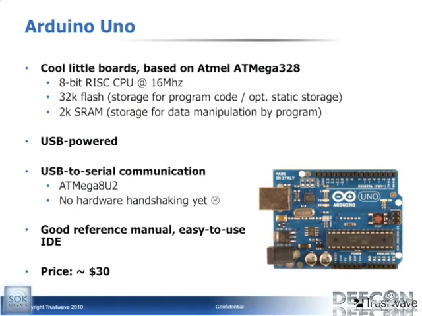You can access those at runtime. But your dynamic data structures, which, of course, network data is if anything dynamic, you have to store that in your SRAM. It's USB powered. There's serial communication with a chip called the Atmega 8 U2. The only reason I bring that up is there's no hardware handshaking.